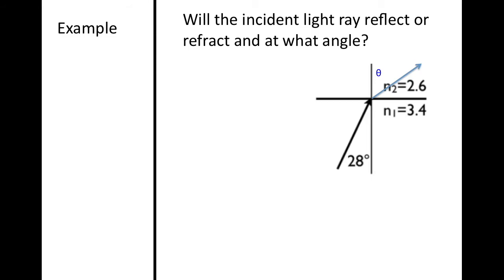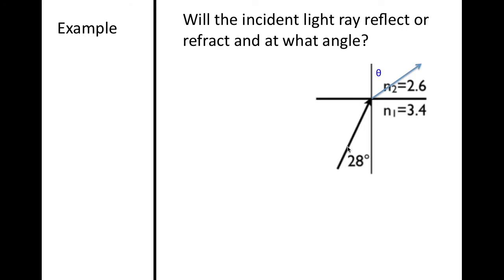So the question is, will the incident light ray reflect or refract, and at what angle? Here we have an incident ray that is traveling in a medium which has an index of refraction of 3.4. The ray would then travel out into the second medium, which has an index of refraction of 2.6. Here is the angle of refraction, and the 28 degrees is the angle of incidence. The first step that we would want to do is find the critical angle.